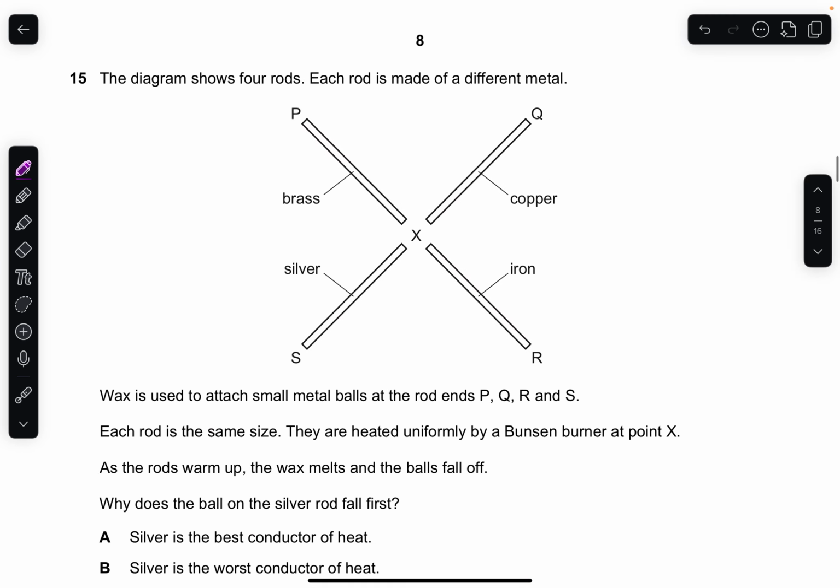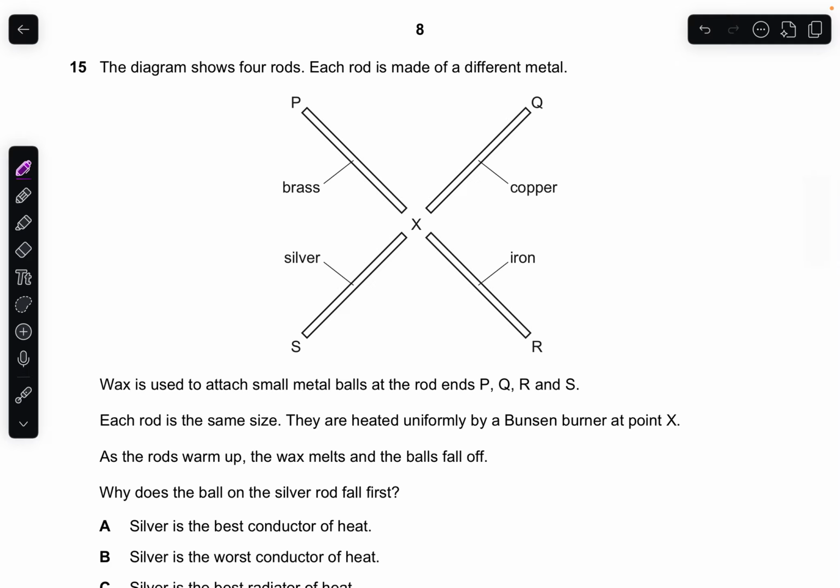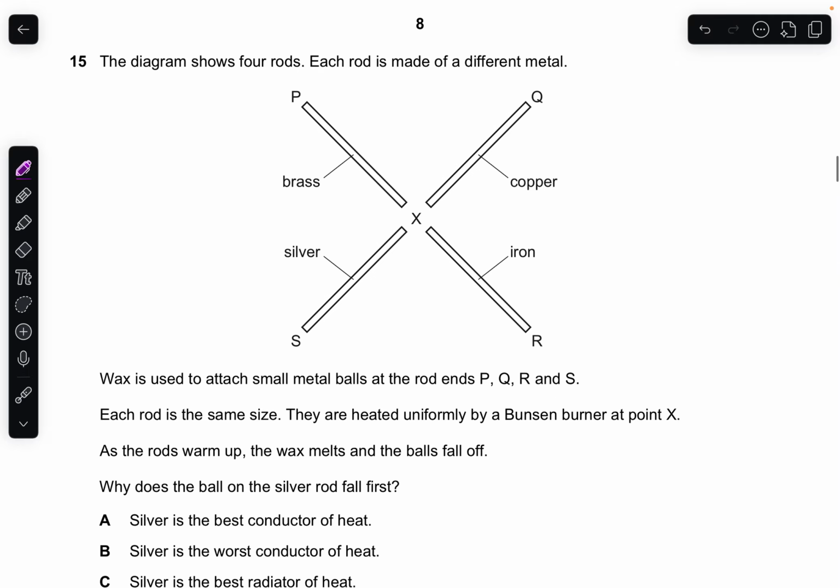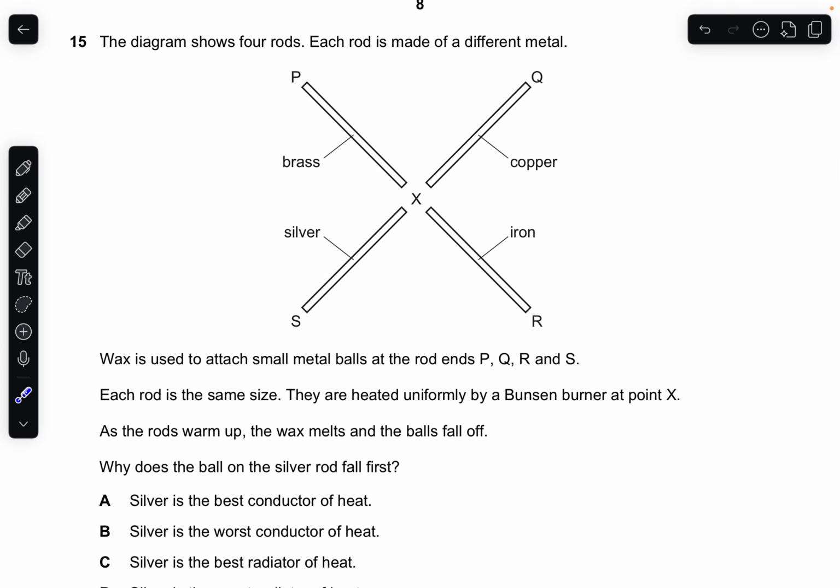In the next question, the diagram shows 4 rods. Each rod is made up of different metals. Wax is used to attach the rod. Okay, and each rod is of the same size. They are heated uniformly by the Bunsen burner. There is a Bunsen burner, okay?